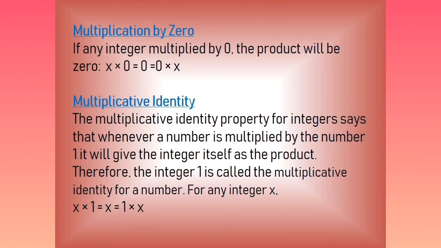Multiplication by 0. If any integer is multiplied by 0, the product will be 0. x × 0 = 0, that is equal to 0 × x.